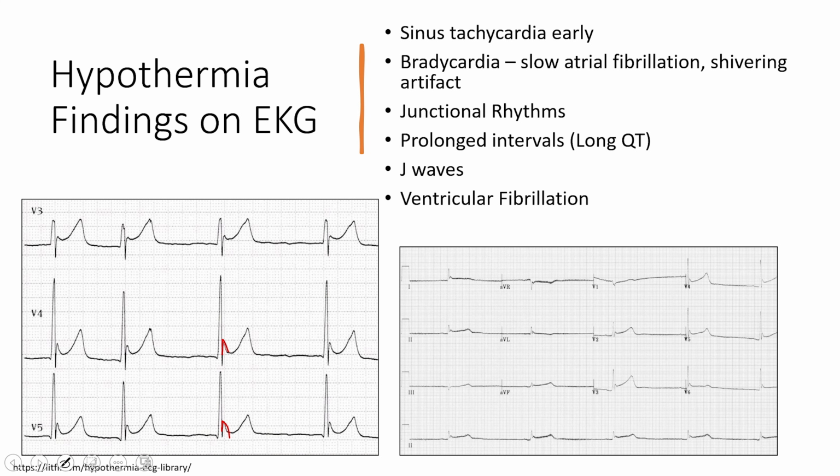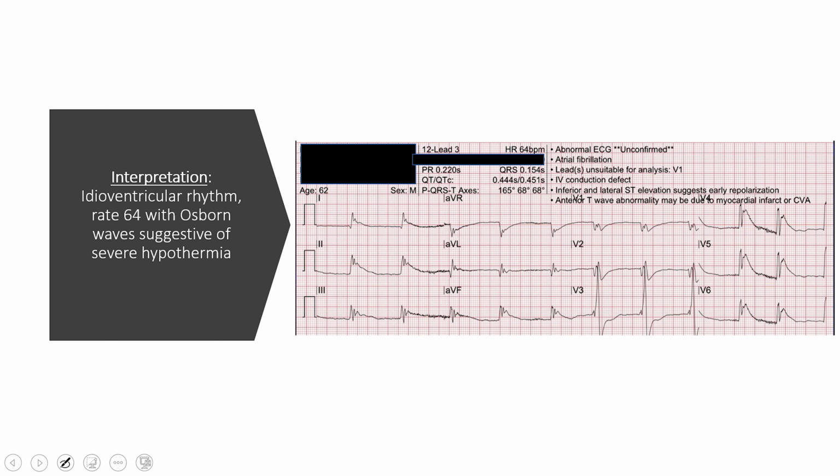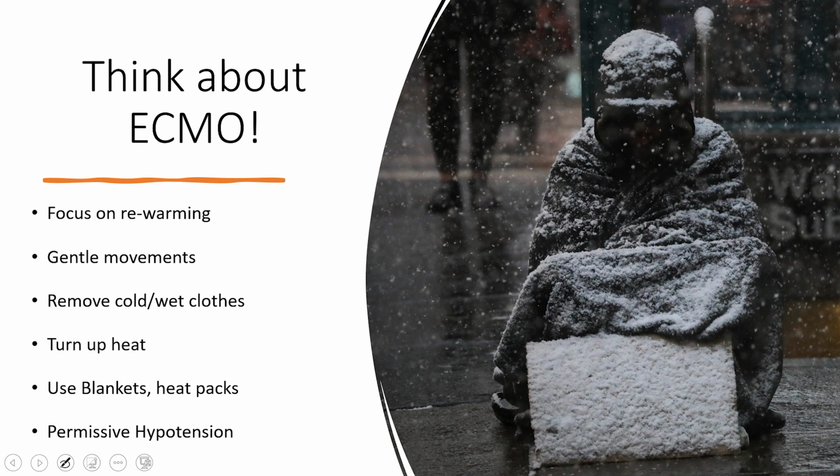And as the patient gets colder and more severe, the J waves are going to get more prominent. Ultimately, they can go into VFib; realize that they're at a high risk for arrhythmias as it is as the patient gets really cold. And so, in summary, what you're seeing on this 12 lead here, you're seeing an idioventricular rhythm that's accelerated with a rate of 64, wide QRS, and then Osborne waves here, suggestive of severe hypothermia in this patient. And so you're probably wondering, well, what do I do about that?